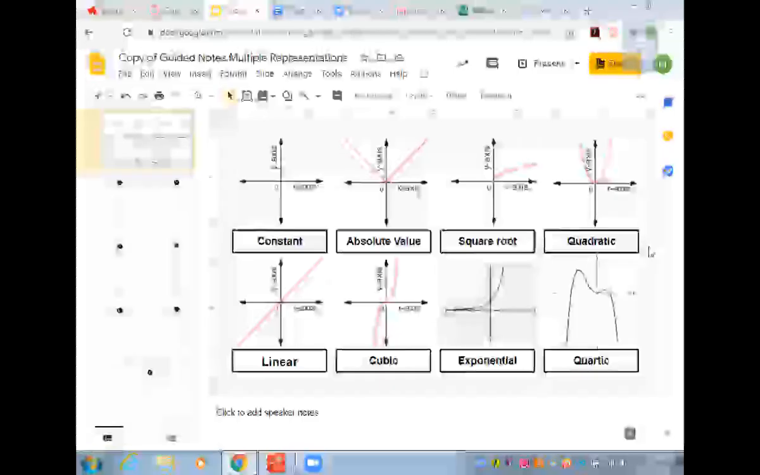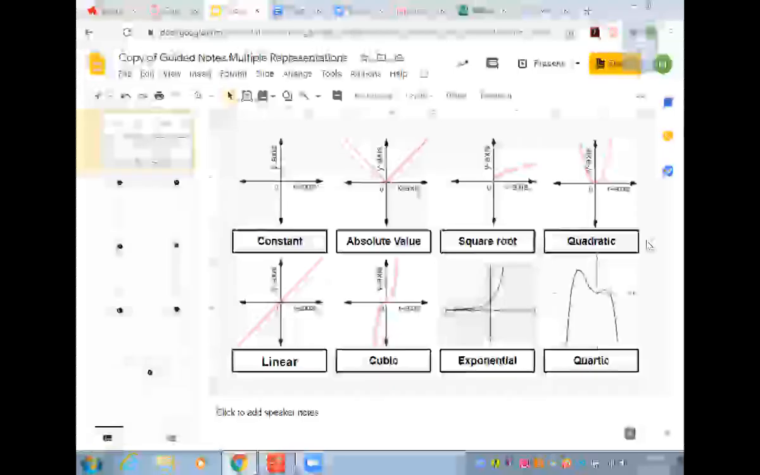Now, recognizing those from a graph is pretty easy. What other ways could they give you as far as a representation and then ask you to find key features for that function? An equation, yeah, they could give you an equation.